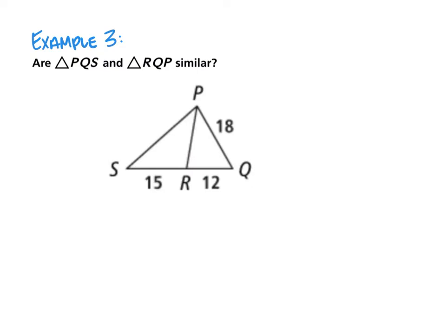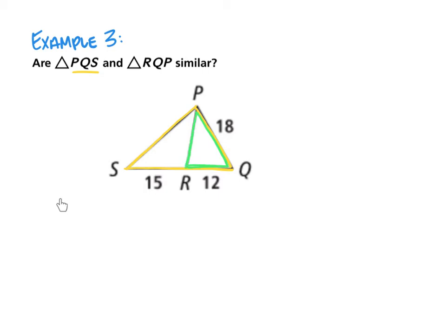Now we have an example that I think is a little bit trickier. It says, are triangles PQS and RQP similar to each other? Now I think that's a little bit hard to see, so I'm going to outline those two triangles in 2 different colors. Triangle PQS I'm going to outline in yellow here. Okay, so we're looking at this triangle. And then triangle RQP I'm going to outline in a green color. Now we're going to have some overlap here, so I'll try and make it so that we can see both colors. So we're looking at those 2 triangles.